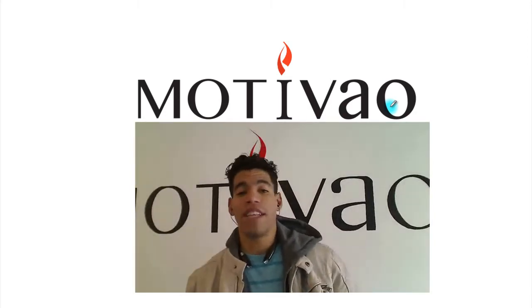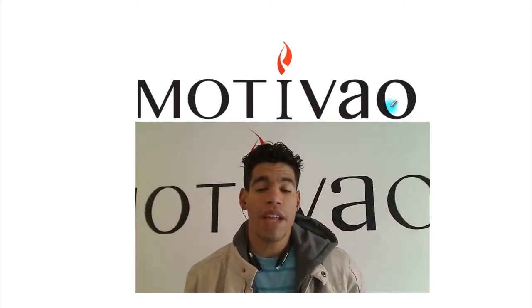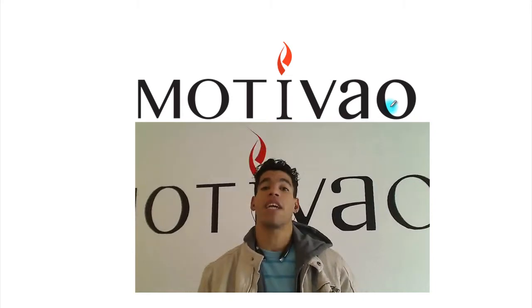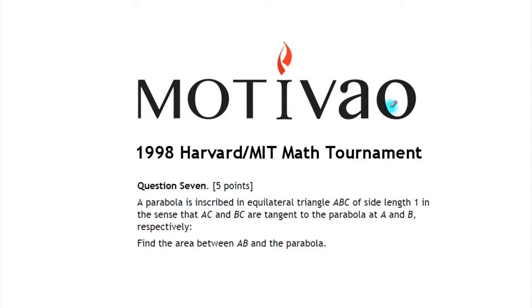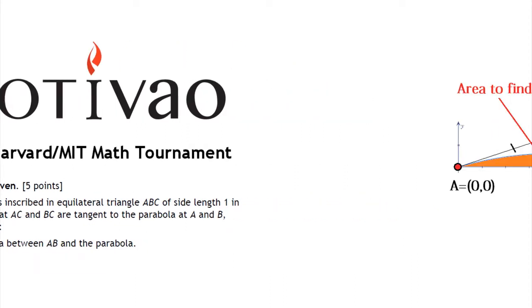Today we're going to be talking about the 1998 Harvard MIT Math Tournament, question number 7 of the calculus part. The question says, a parabola is inscribed in an equilateral triangle ABC of side length 1, in the sense that AC and BC are tangent to the parabola at A and B respectively. Find the area between AB and the parabola.